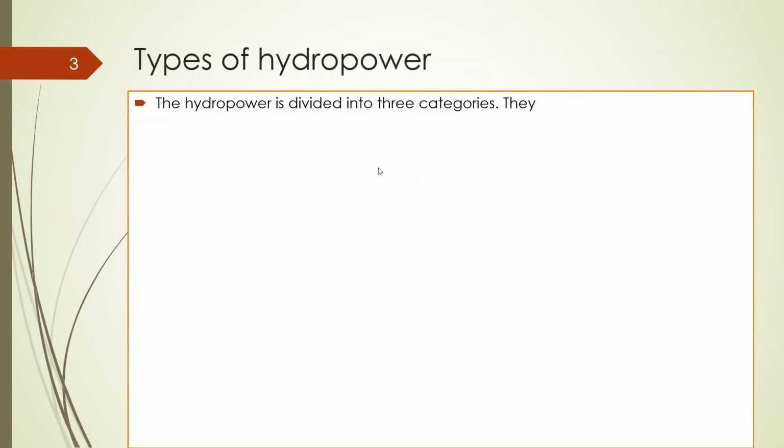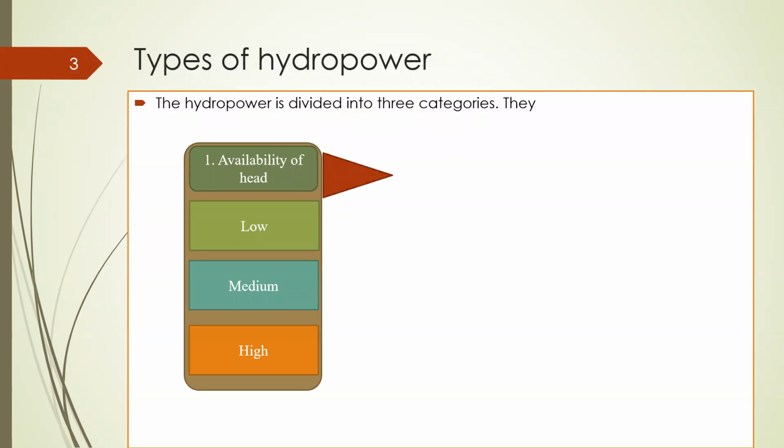Types of hydropower. Hydropower is divided into three categories: on the basis of availability of head, according to capacity, and according to extent of water flow. The first one is on the basis of availability of head. Head is the change in water level between the hydro intake and the hydro discharge point. It is vertical height measured in meters.